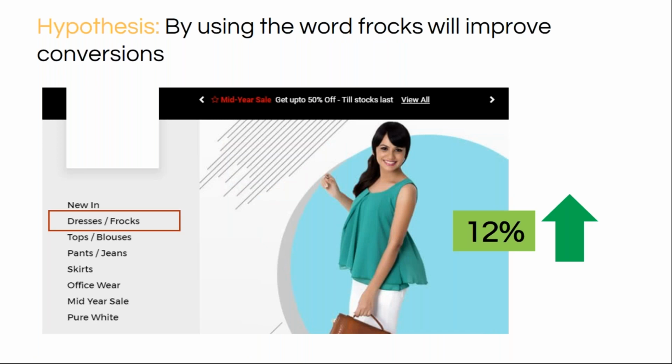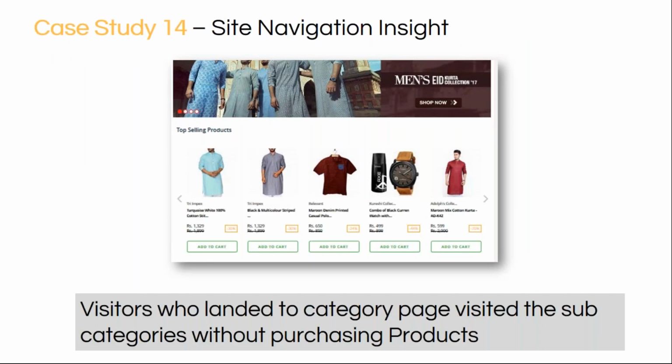So we ran an A/B test and created two variations, one with just dresses and one with dresses and frocks. We saw a 12% improvement on the variation that you see right now. So that's one example of how you get an insight, how you can test it, and how you can action it.